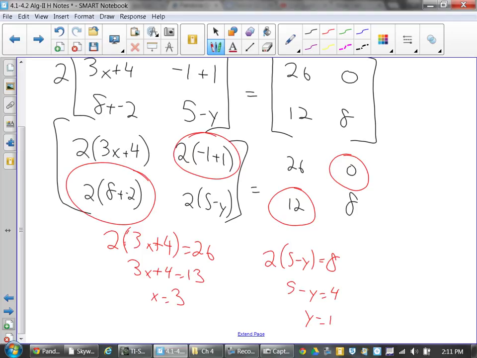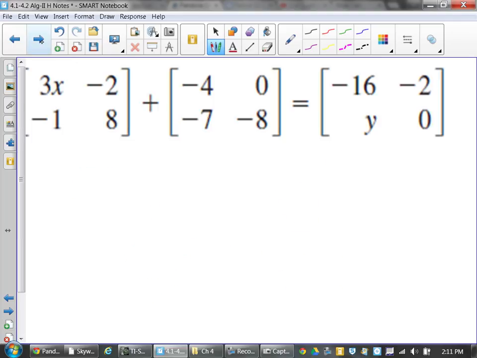So if I look at this next one, I have a variable in the top left. So that means I'm just going to use the top left of each of the 3 matrices. So I have 3x minus 4 has to equal what?